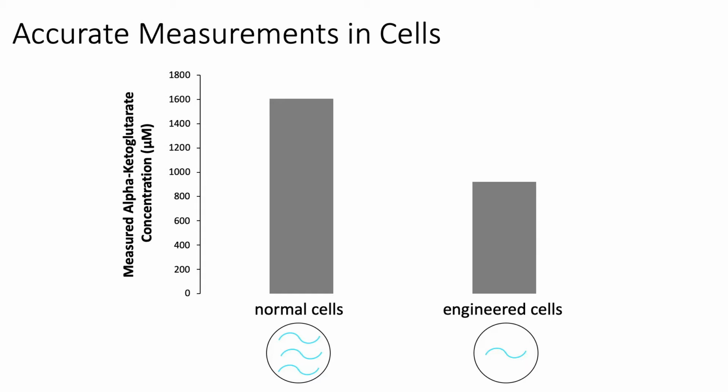Preliminary experiments using this tool have produced promising results. In order to evaluate its ability to accurately measure alpha-ketoglutarate in the cell, I used it to test cells that had been engineered to produce less alpha-ketoglutarate. The tool measured a significant decrease in the concentration or amount of alpha-ketoglutarate in the engineered alpha-ketoglutarate deficient cells relative to the normal cells, and the degree of decrease observed was consistent with results from more established experimental methods.